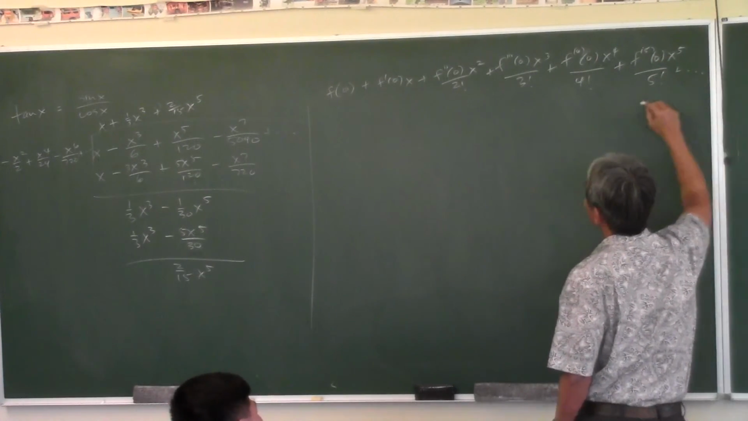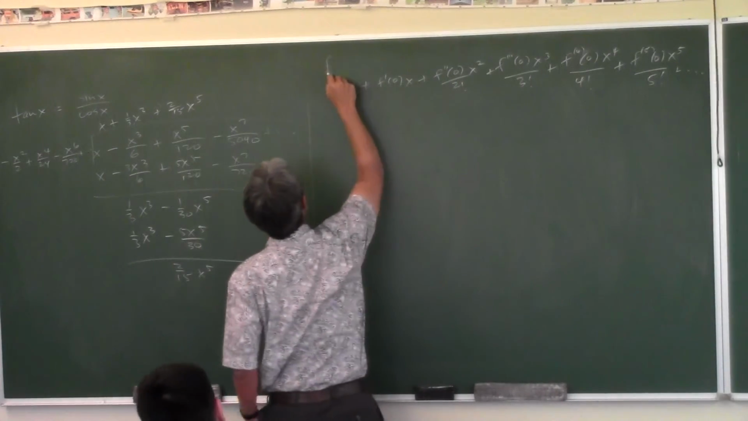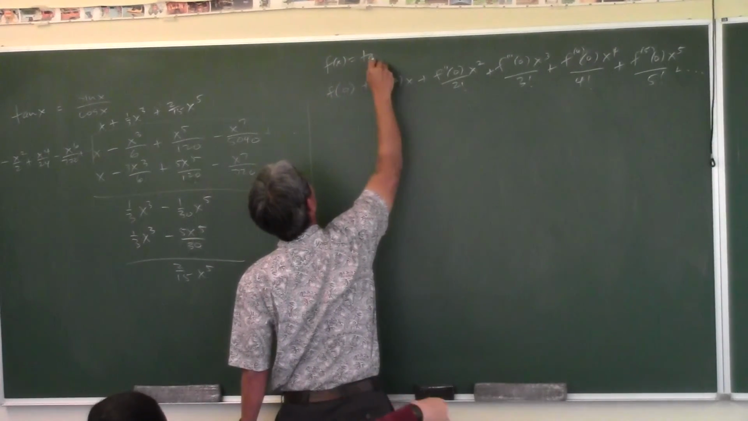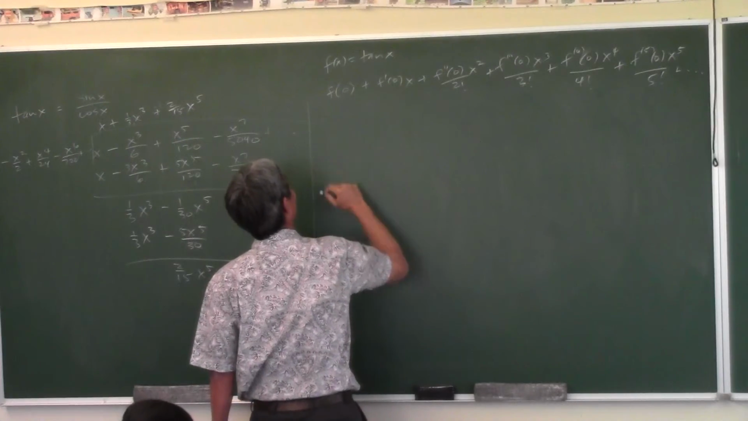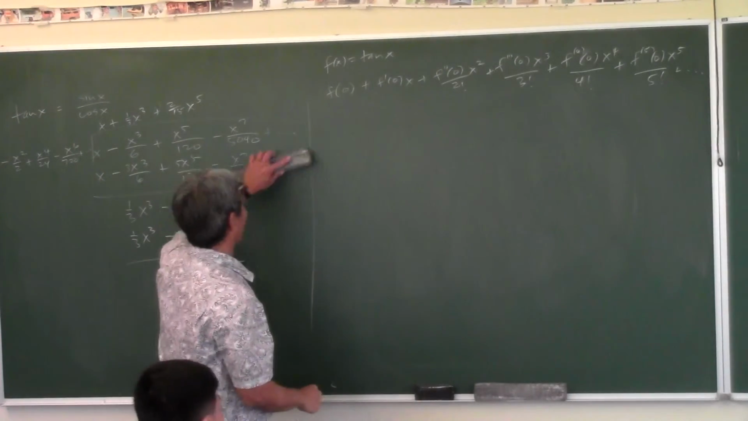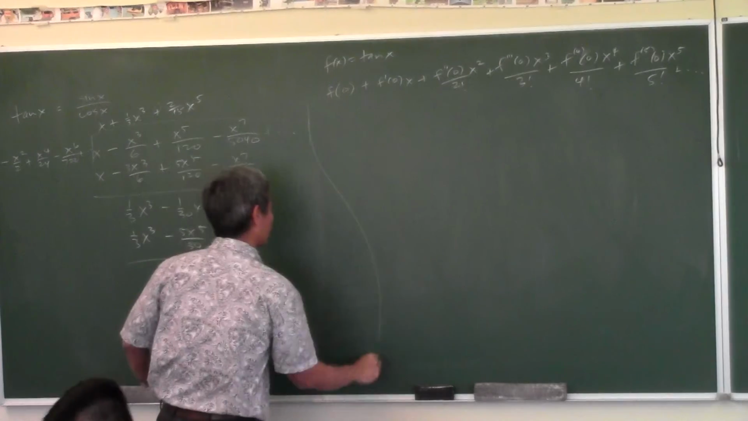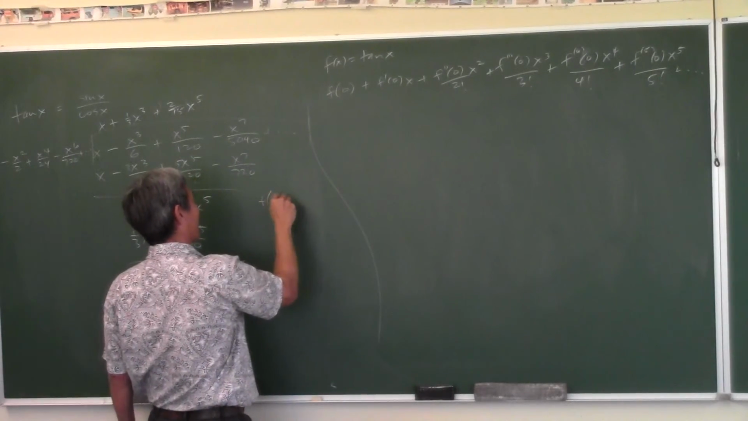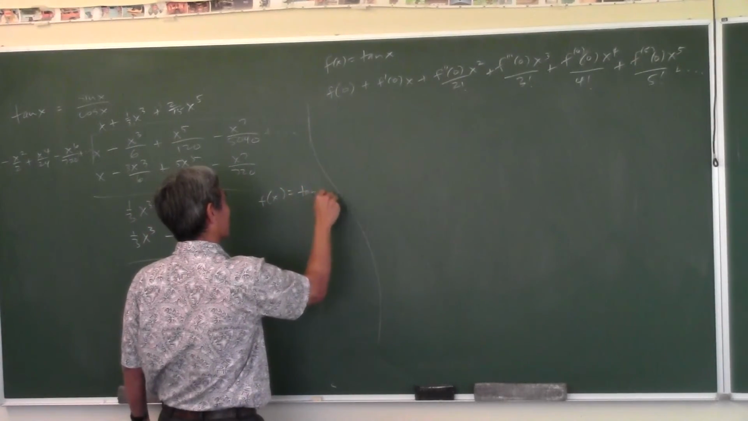Okay, now what is our function? F of x is tan x. Hope the camera's getting this in, if not, too bad. That means we gotta take derivatives, people. Okay, let's do it over here. If f of x is tan x, one long.